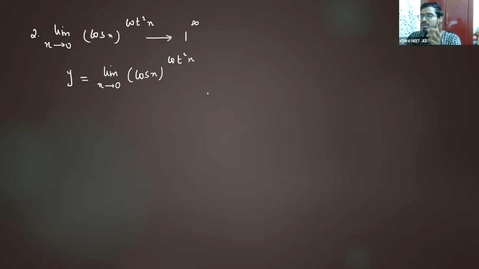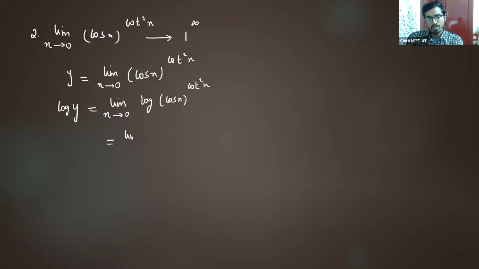If you know how to solve infinity by infinity and 0 by 0 form, you can do any forms. Okay, now you take log on both sides. So log y is equal to limit x tending to 0, log of (cos x) whole power cot square x. So log of a power n, this will become limit x tending to 0, cot square x into log of cos x.